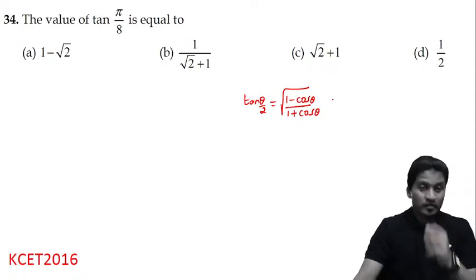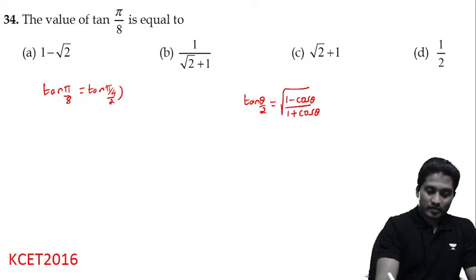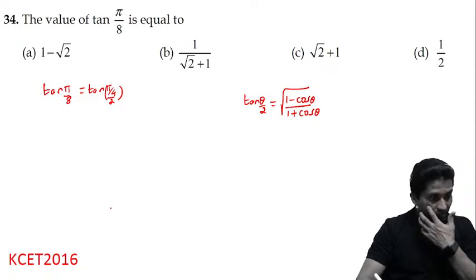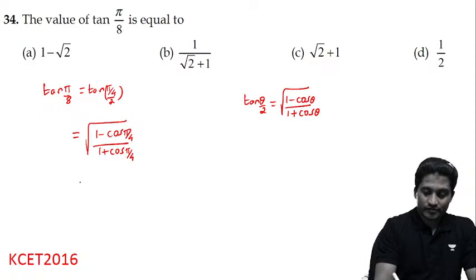Now if I use the formula, tan pi by 8 can be written as tan of pi by 4 divided by 2. Tan theta by 2 is equal to root of 1 minus cos theta by 1 plus cos theta, which will be equal to root of 1 minus cos pi by 4 upon 1 plus cos pi by 4. Cos 45 is 1 by root 2, again cos 45 is 1 by root 2.